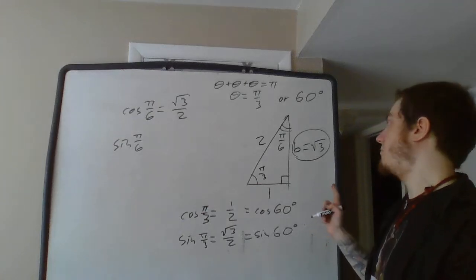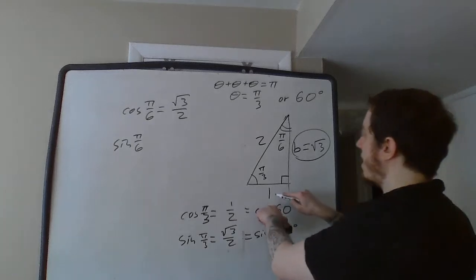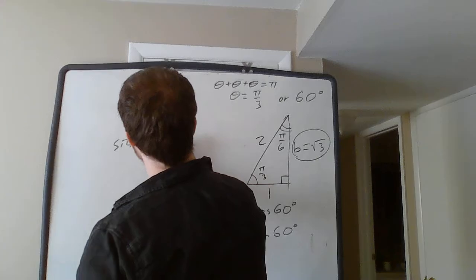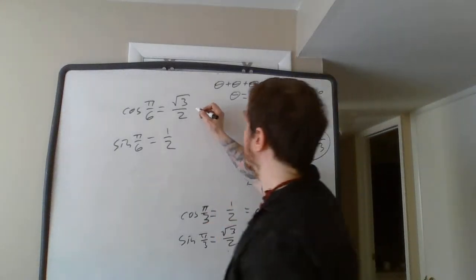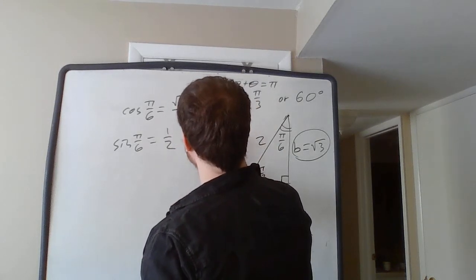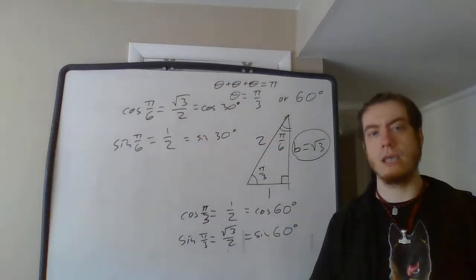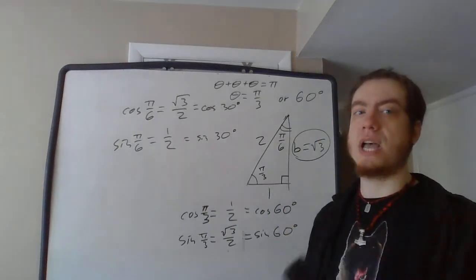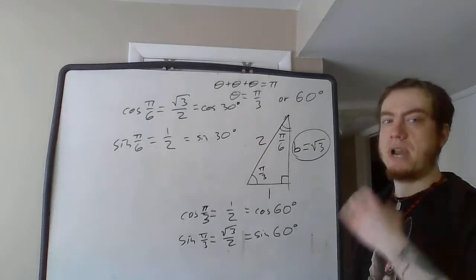The sine of pi over 6 is going to be opposite over hypotenuse. Well, the opposite side this time has a length of 1. So this is going to be 1 over 2. And of course, if I wanted to write this in degrees, I could say this is actually the cosine of 30 degrees. This is actually the sine of 30 degrees. So we've actually been able to find the exact values for sine and cosine at several different angles.